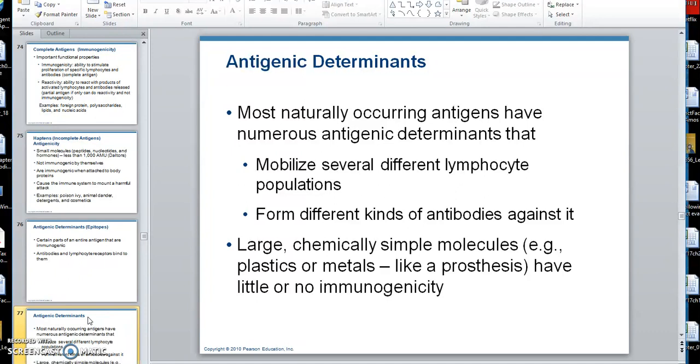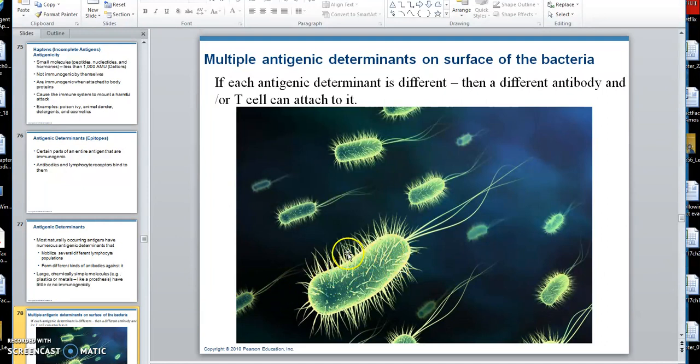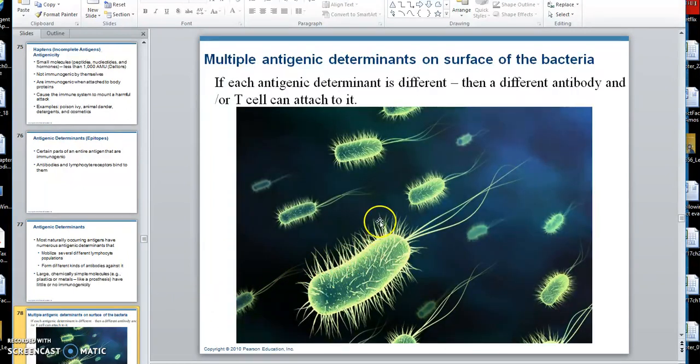Now, most naturally occurring antigens have numerous antigenic determinants, like a bacteria and so forth. Let's look at what I'm talking about. Let's say this is a bacteria, and all of these are antigenic determinants that the cells would look at. Okay. So most have several antigenic determinants. Many of these are diversified. So these here would be different than these here.